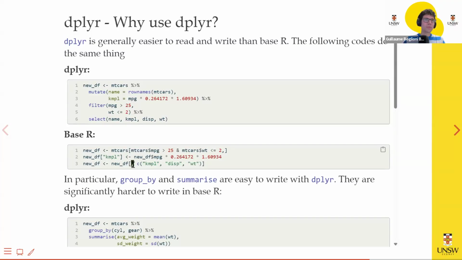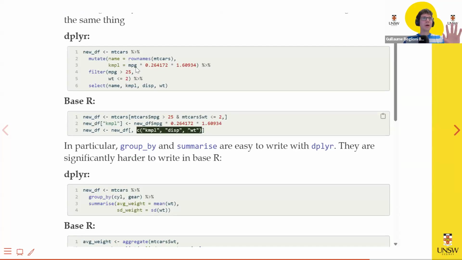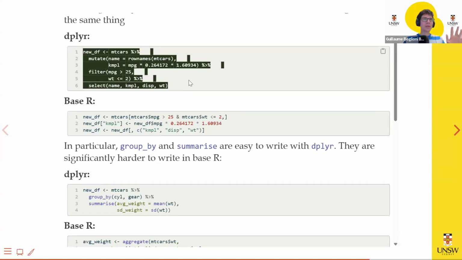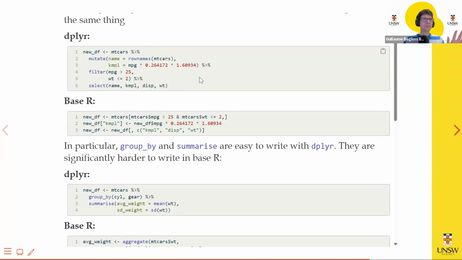I select all the rows because I don't put anything here. I just put the comma, and then I specifically name the columns that I want. Okay, that's fine. But I do feel this is already a bit more elegant and followable, if that's a word.